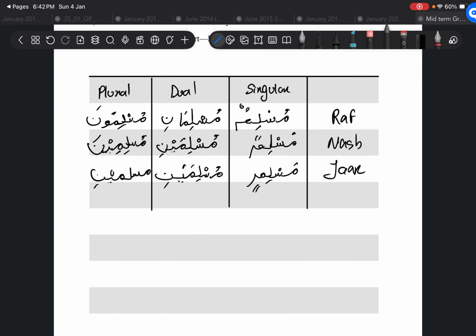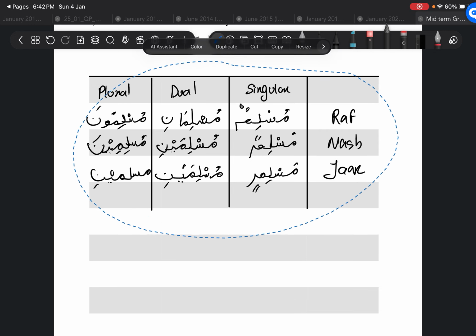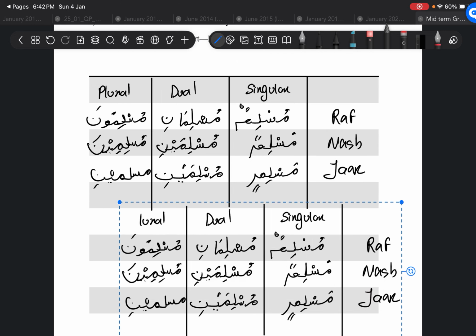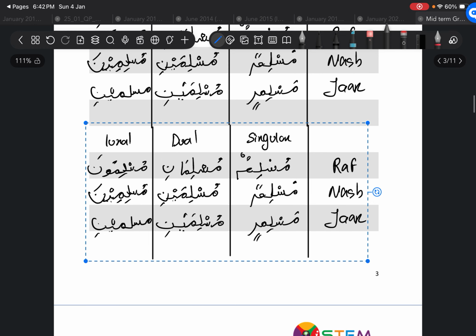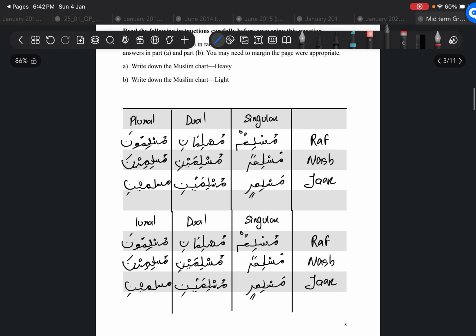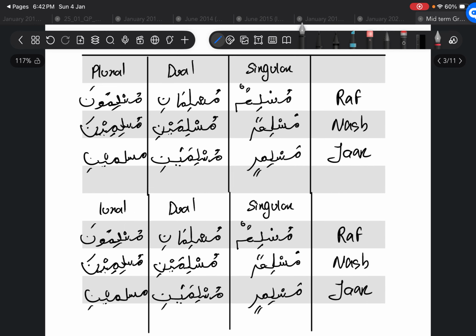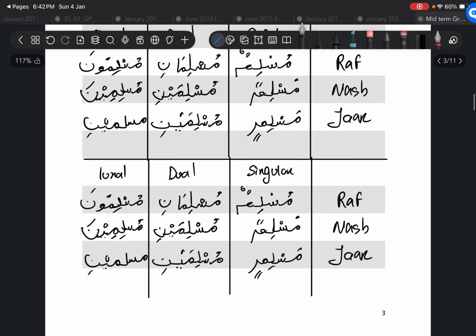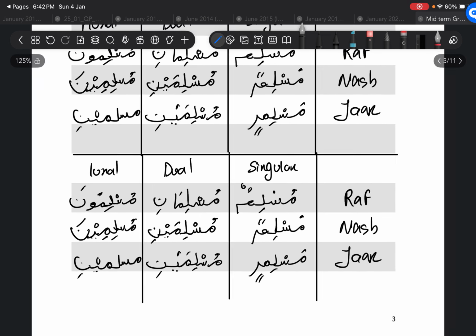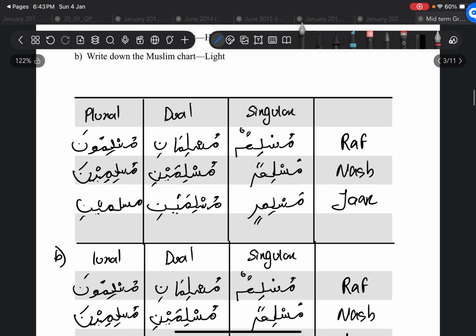And the light version is going to be very similar. The only difference is we're going to do this over here. Do we have space? Beautiful. I made this chart so beautiful, yet some of you could not answer this question. Very few of you could answer this question, which was very sad. This is part B and this is part A.